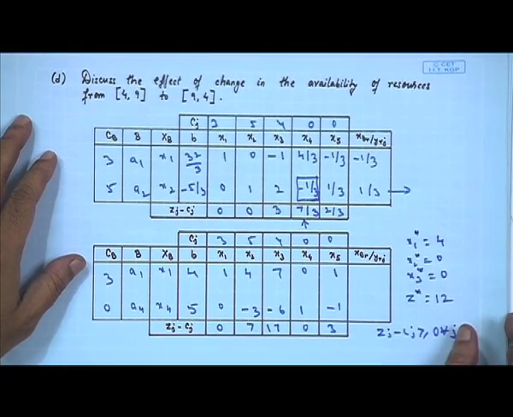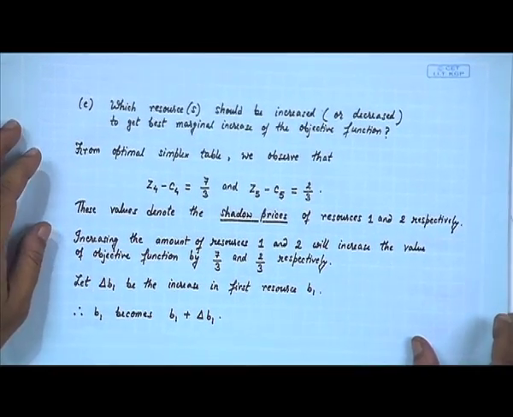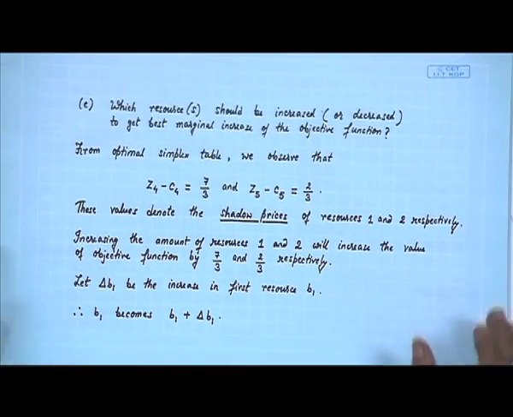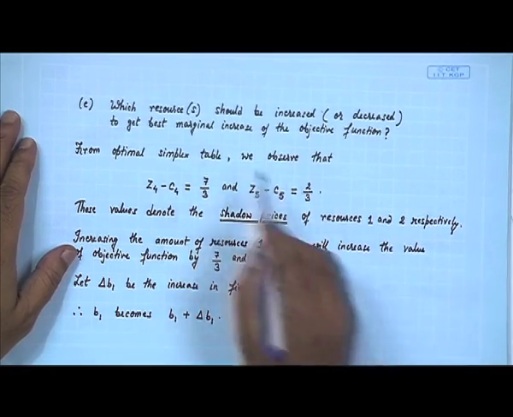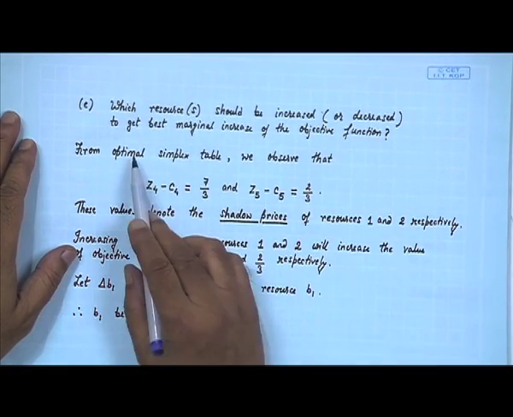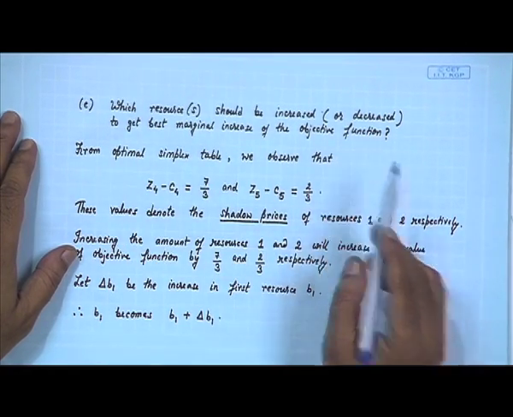So, in the next class we will see the last problem, that is, which resource we should use, and which resources should be increased or decreased to get the best marginal increase of the objective function. In the next lecture we will just do this, and after that we will go to the dual simplex procedure.